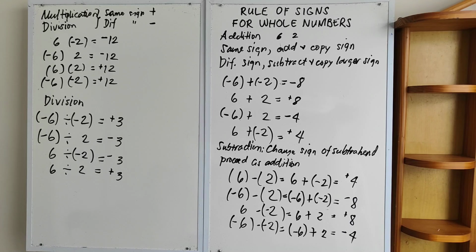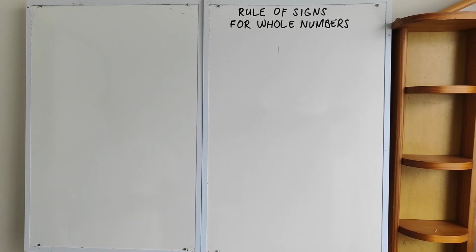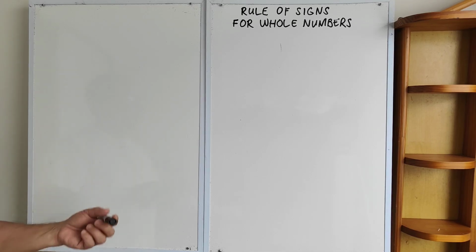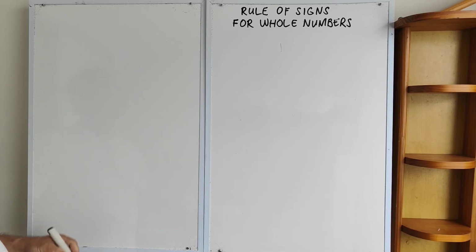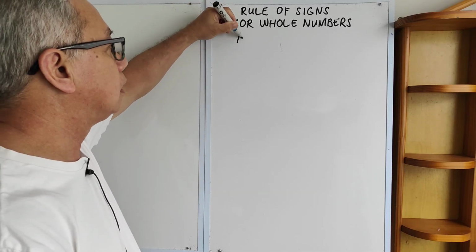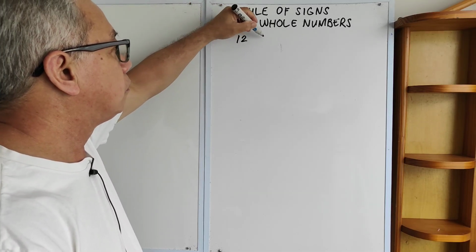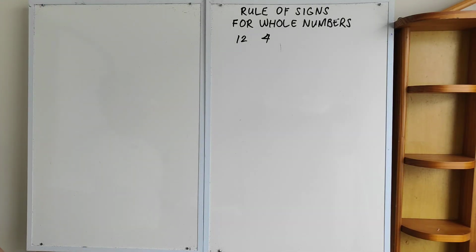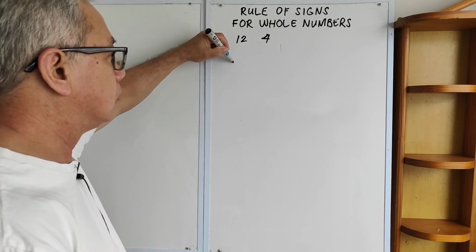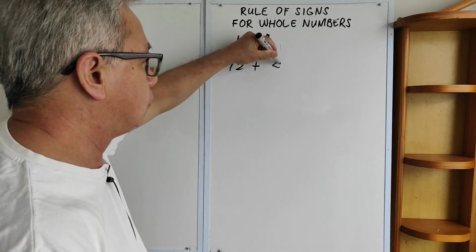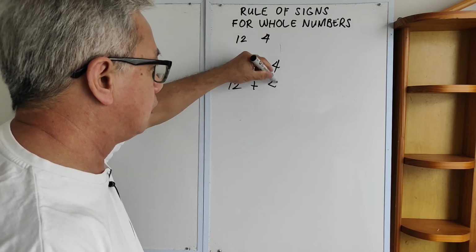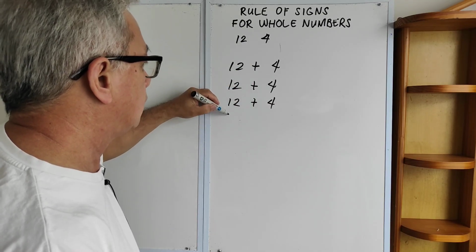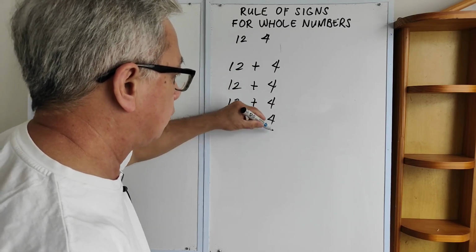That's it. Let's do another example. First, we need to make two numbers. We need to get two numbers where one is divisible by the other. For example, let's say 12 and 4. So 12 is divisible by 4. So we'll start with addition. So 12 plus 4, 12 plus 4, 12 plus 4, 12 plus 4.